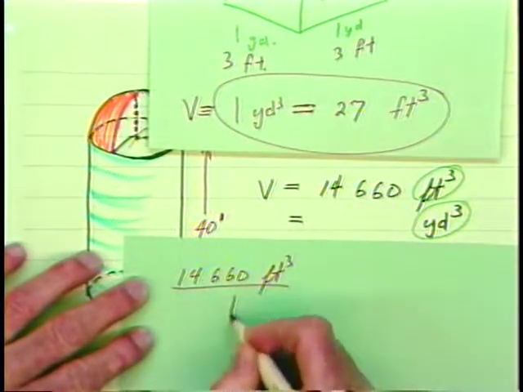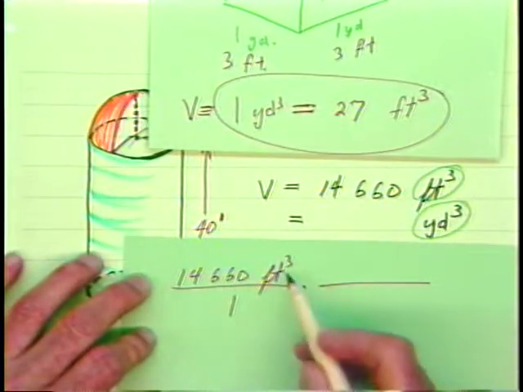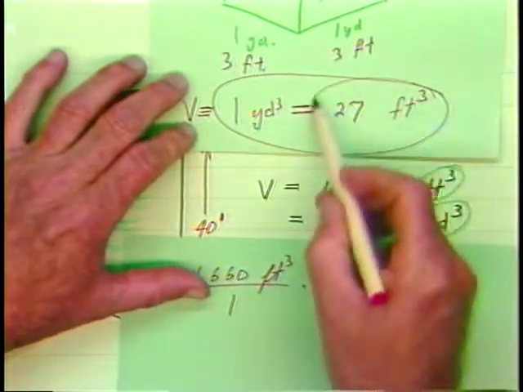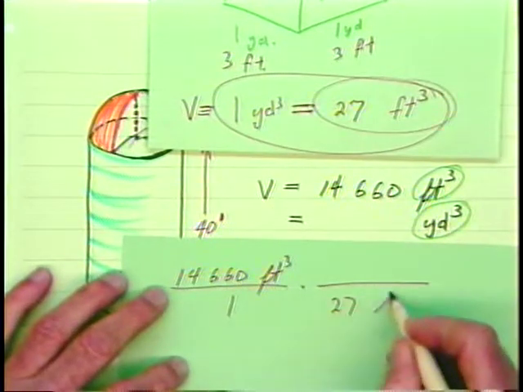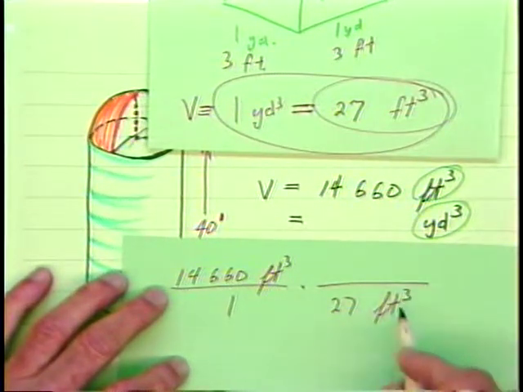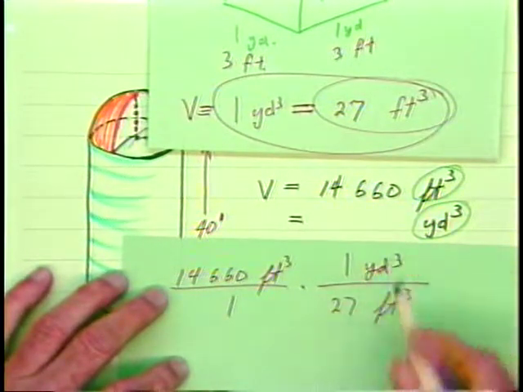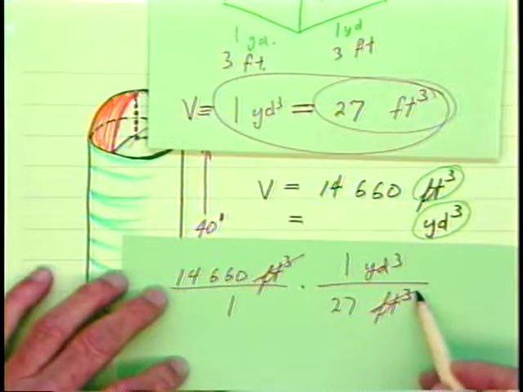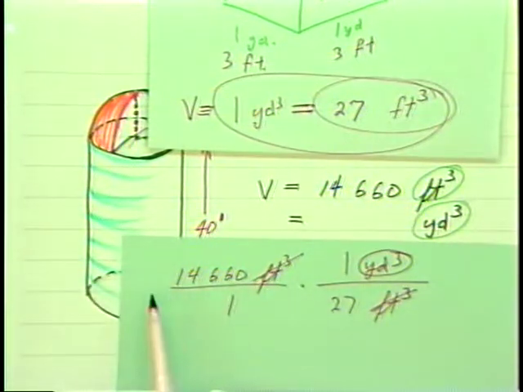cubic feet, written as a fraction. I want a cubic foot on the bottom to cancel that. Here's my relationship with cubic feet: 27 of them is equal to 1 cubic yard. That cancels with this. I end with what I wanted to end. My arithmetic statement says to divide this by 27.